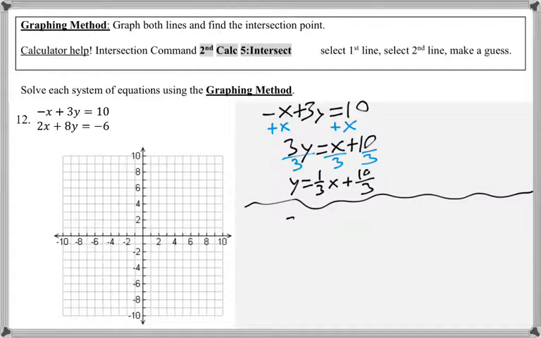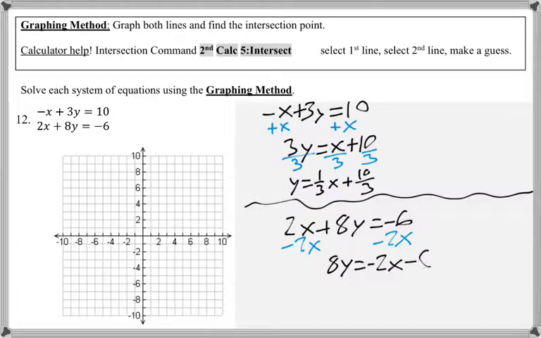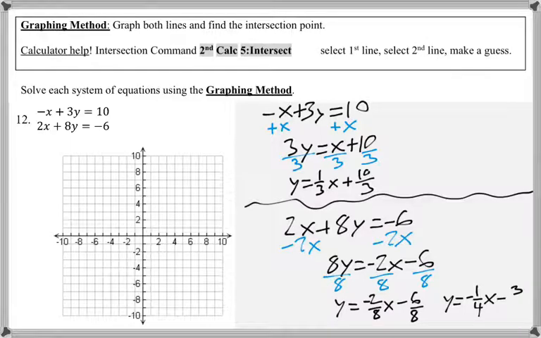In my second equation, I want to subtract 2x, and we get 8y is equal to negative 2x minus 6. Then I want to divide everything by 8. So we get y is equal to negative 2/8 x minus 6 over 8. But those fractions can be reduced to negative 1 over 4 and negative 3 over 4.